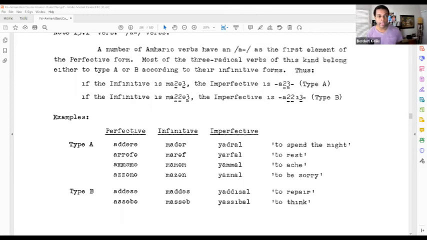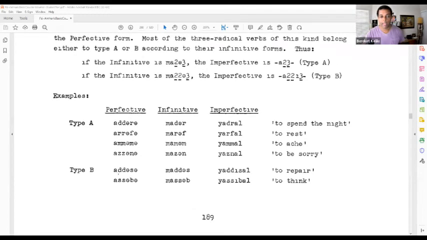So under type A, in the perfective, you have adara, and then in the infinitive, madar, and then in the imperfective, yadral. Whereas under type B, you have, say, adasa, madas, and yadasal, as you go from left to right. So take note of these forms and distributions, and that will help you conjugate the verb, recognize the form, and go from one to another.